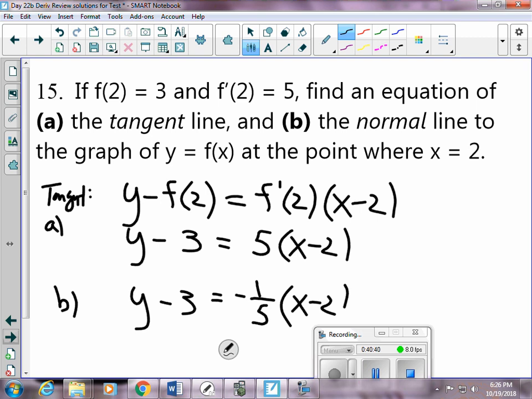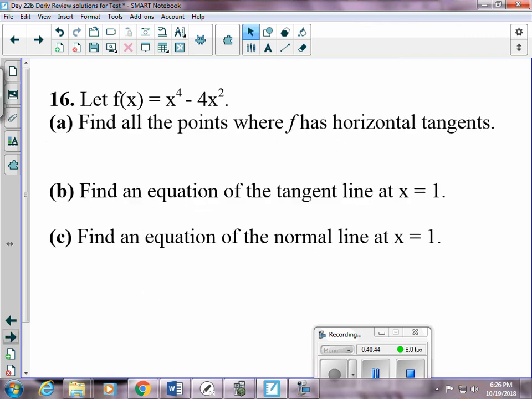Okay, so moving on to 16. 16 A, find all points where the function has horizontal tangents. Remember, now it says points, so I think we should get the x and y coordinates. So remember, a function has a horizontal tangent wherever the derivative equals 0. So we're going to get the derivative, find out at what x values it equals 0.